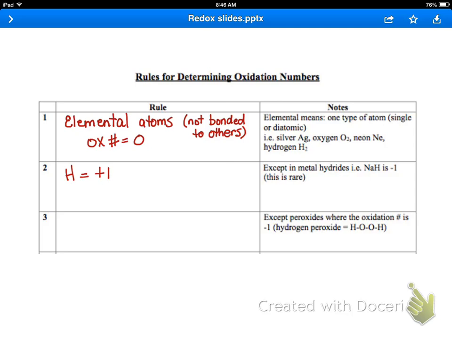Hydrogen is always +1, unless it is with a metal in a hydride. But this is really rare, and we're not going to see this. So for us, hydrogen is always going to be +1. Oxygen is always going to be -2, unless it is in a peroxide, which is 2 oxygens together. But that is also rare, and we're not going to see that either.